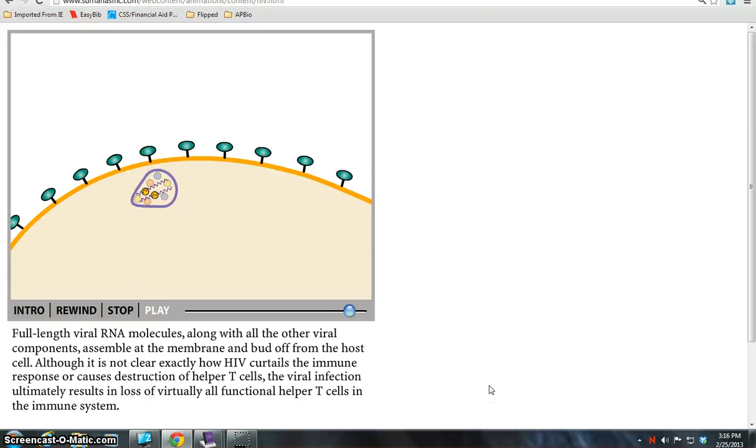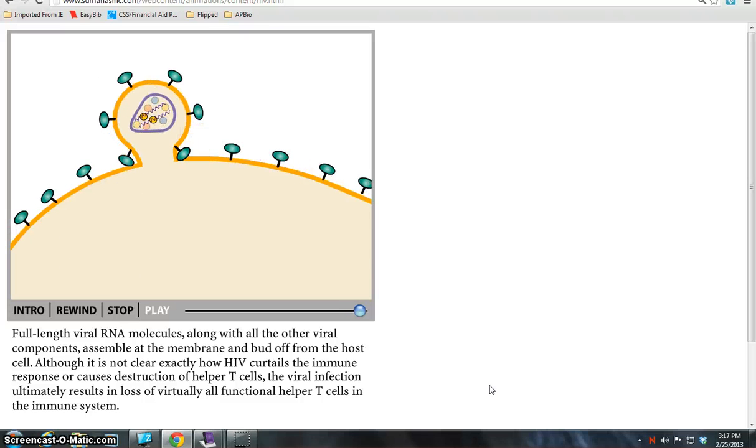Although it's not clear exactly how HIV curtails the immune response or causes destruction of helper T cells, the viral infection ultimately results in loss of virtually all functional helper T cells in the immune system.